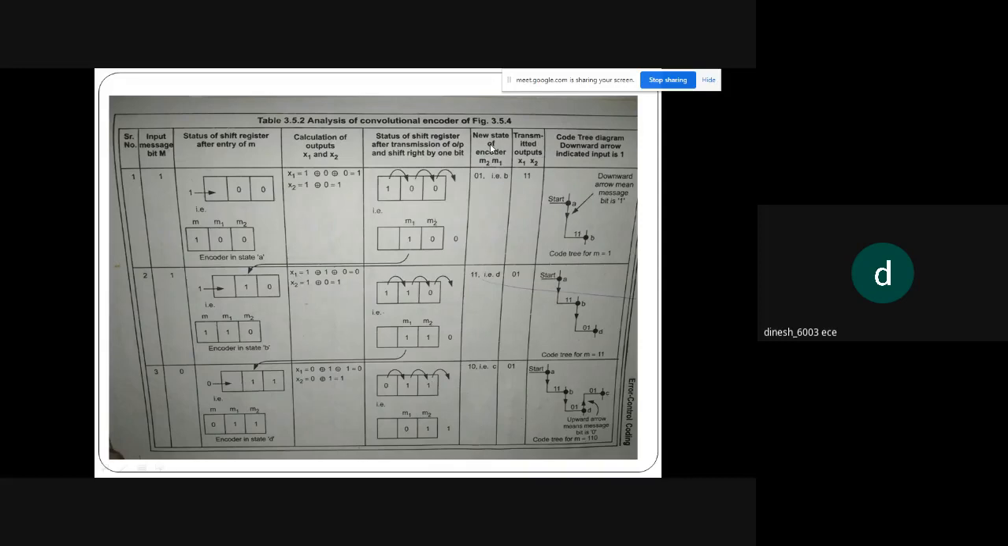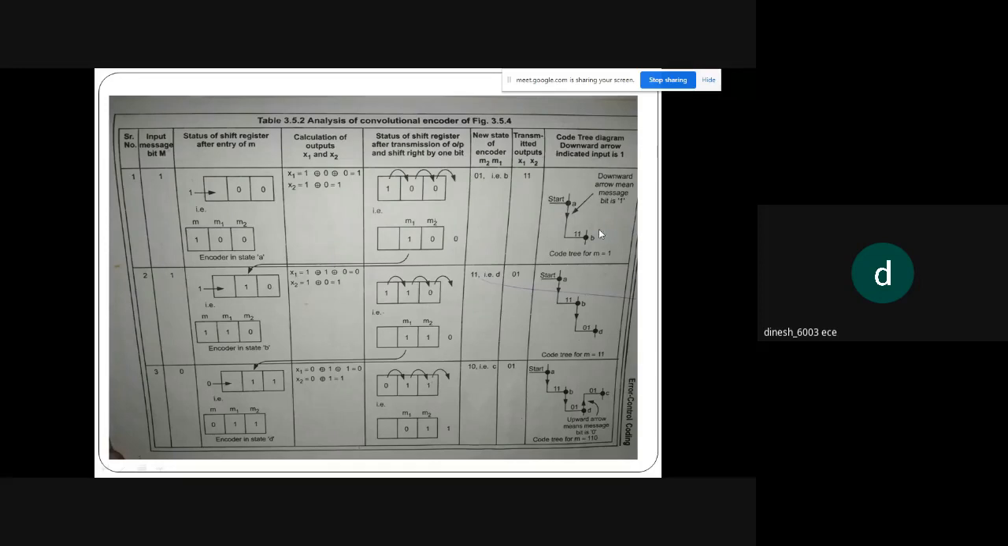Now here you can see the value of m2 and m1 in row 1. In row 1, m2 is 0, m1 is 1. So that is B state. The transmitted outputs will be 1 1. The transmitted output bits mean x1 and x2, so x1 and x2 is 1 1. So how do I draw this diagram?